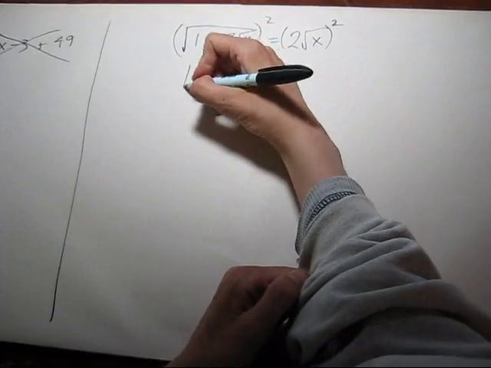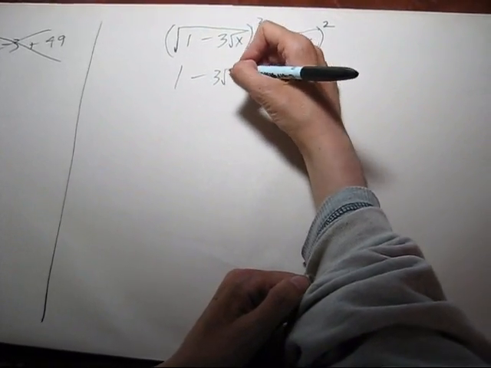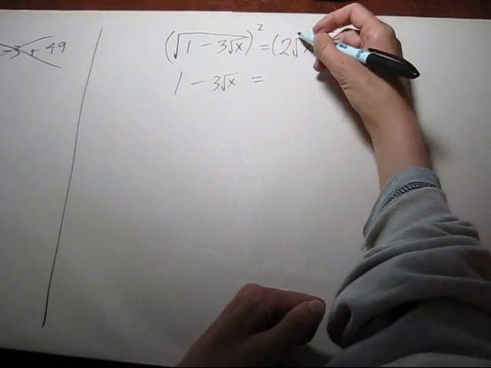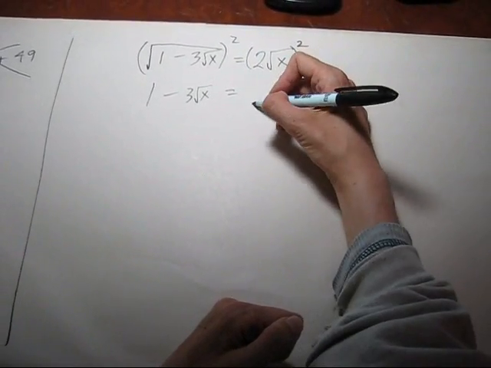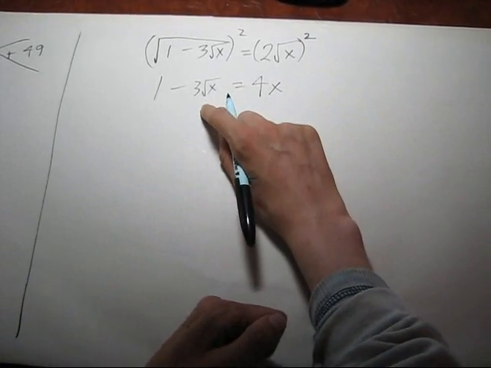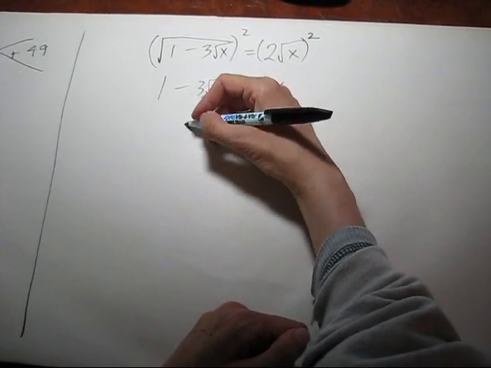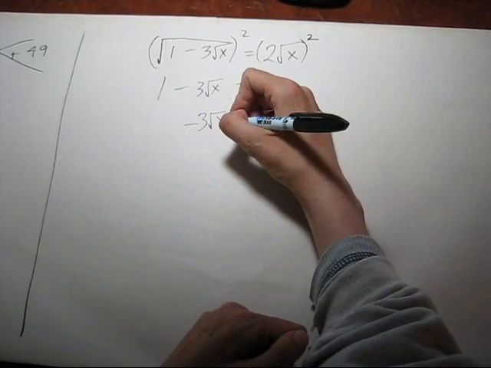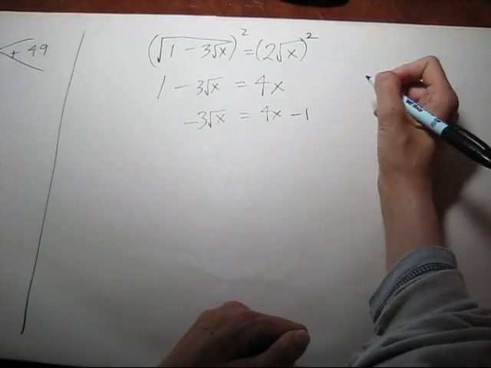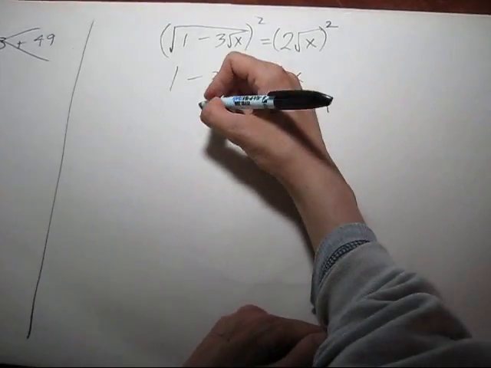Okay, so we're going to end up with 1 minus 3 root x, which is just what was under the first radical, the outside radical. Here we've got to square the 2 and the root x, so we end up with 4x. Okay, we still have a radical, so let's isolate it. We get 4x minus 1, and let's square both sides again.